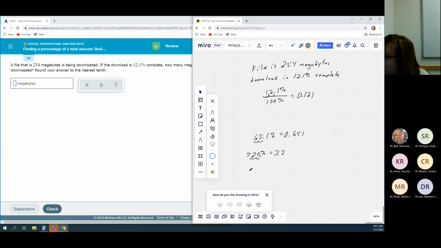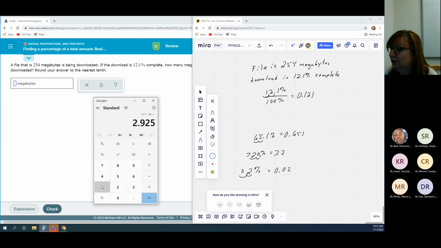And if you have 2%, when you move it over 2, you end up with an extra 0. So that's 0.02. But you can also just divide by 100. I'm fine with you guys using a calculator. So just to be sure, 12.1% when we divide it by 100%, you get 0.121.